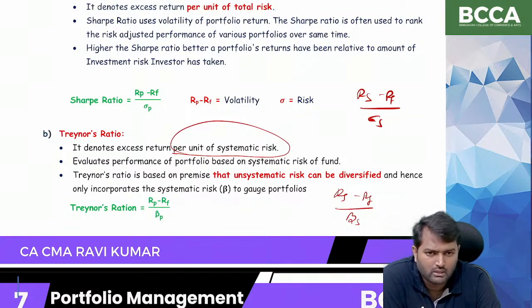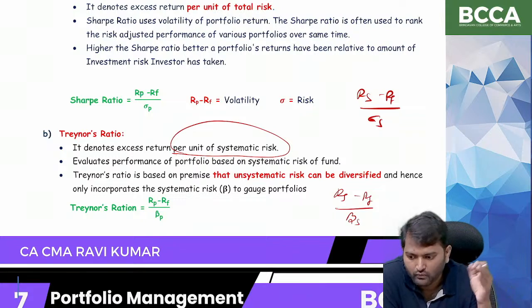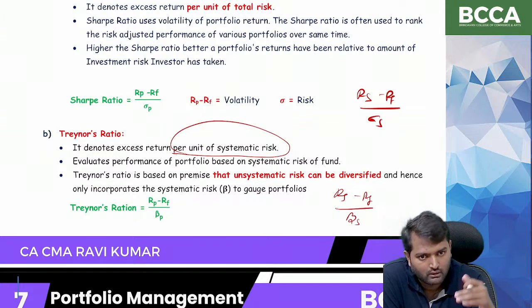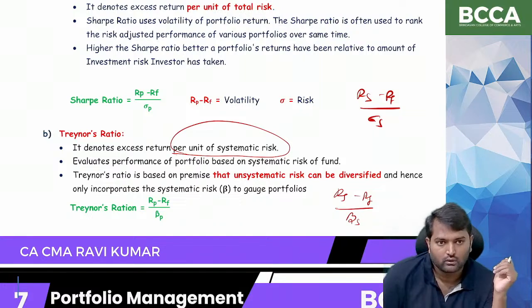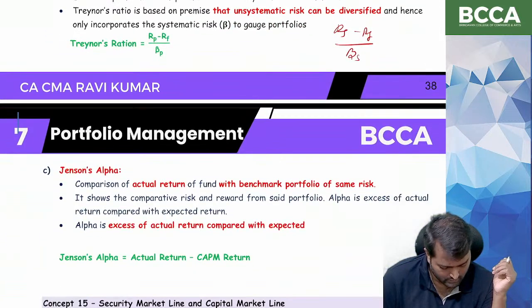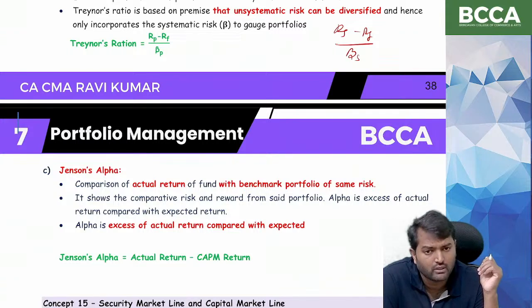You have to apply common sense. First, you understand the meaning. What is the Treynor's ratio? It is the excess return per unit of systematic risk. If it is security A, then our formula will be RA minus RF divided by beta A. If it is a portfolio, then the formula is RP minus RF divided by beta P. Are you getting my point? Okay. So this is the Treynor's ratio and Jensen's alpha. Already we have learned about Jensen's alpha. Jensen's alpha is equal to actual return minus CAPM return.